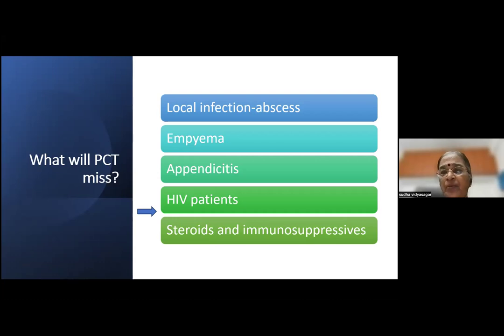So remember, the procalcitonin does not rise in a localized infection. Procalcitonin rises only when the infection is systemic and spread. And procalcitonin also depends upon the host response. So in an HIV patient or patients on steroids or immunosuppressives, procalcitonin can be negative.